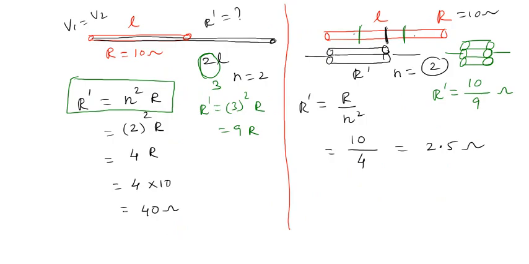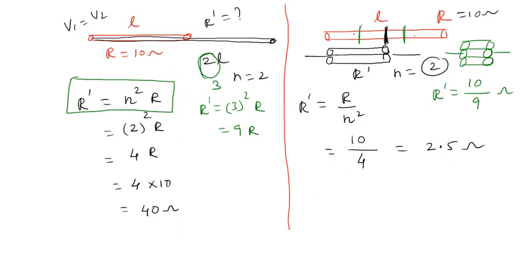The next one is, here you just imagine a wire of length L whose resistance is R, take it as 10 ohm, is cut into 2 equal parts, and then connected in parallel. Then what is the new resistance? R dash equal to R by N square. What is the new resistance? That is 10 ohm. N value is 2 because it is cut into 2 equal parts and connected in parallel. Therefore N value is 2. So therefore it is 4. 10 by 4 is 2.5. So the new resistance is 2.5 ohm.